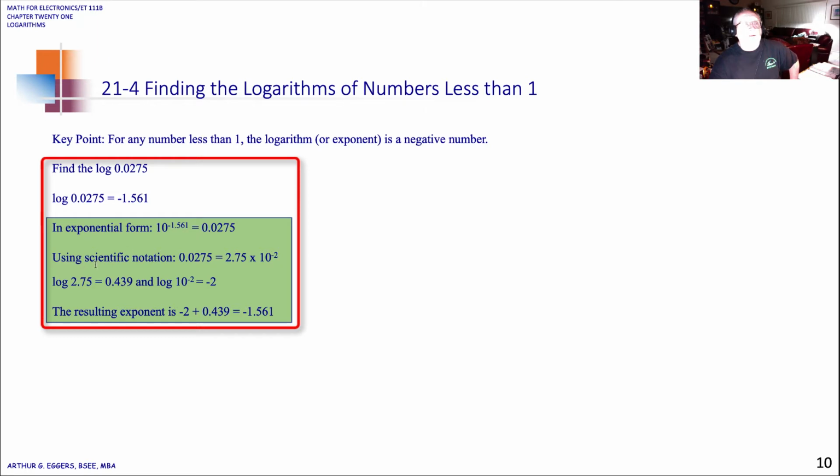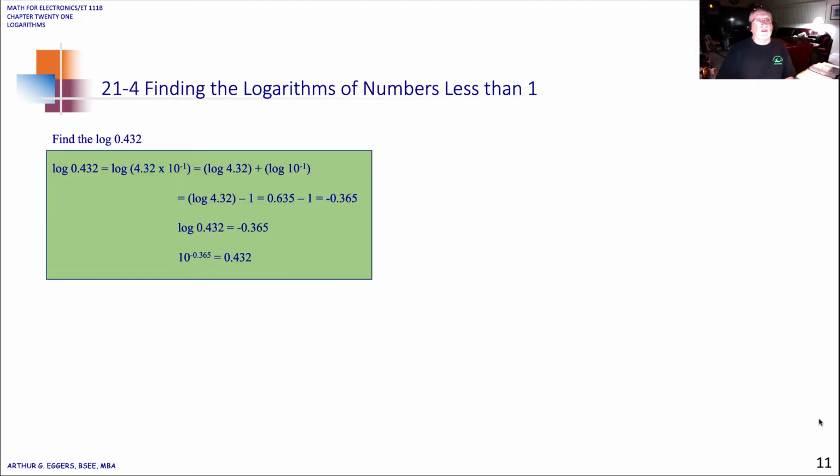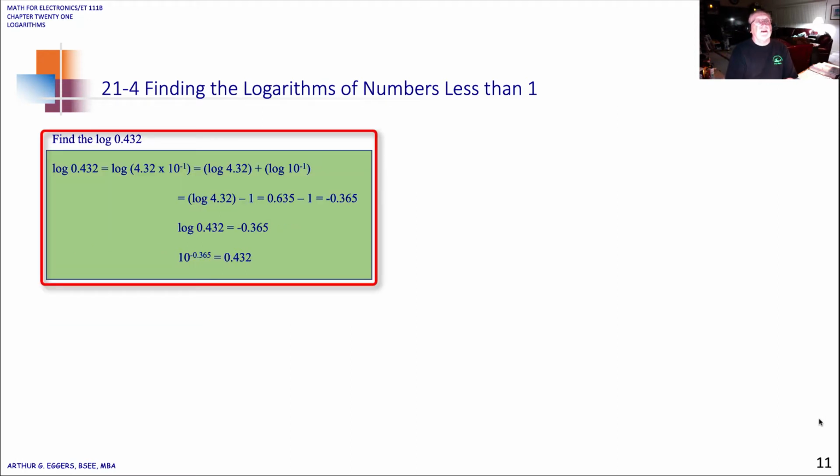We can take it apart using scientific notation. Again, these examples are showing you the long way to do this. You're not going to do it this way. You're going to use your calculator. So 2.75 times 10 to the minus 2. If we break it apart into its two portions, take the log of 2.75 and the log of 10 to the minus 2. The log of 10 to the minus 2 is minus 2. The log of 2.75 is 0.439. So when we add the values together, we end up with what your calculator would eventually show you, minus 1.561.